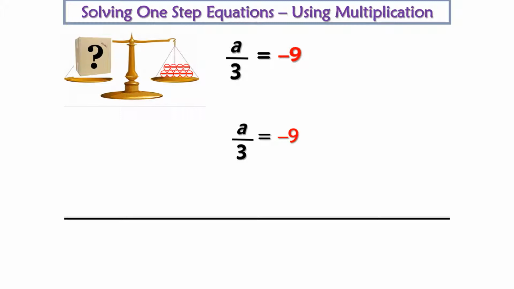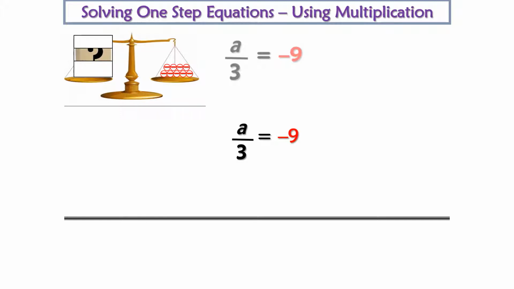equation using a model. The mystery box on the left represents the variable a, but since we're taking a and dividing it in thirds, we're only going to show a third of that mystery box. And of course, the -9 is being represented by those 9 negative counters.